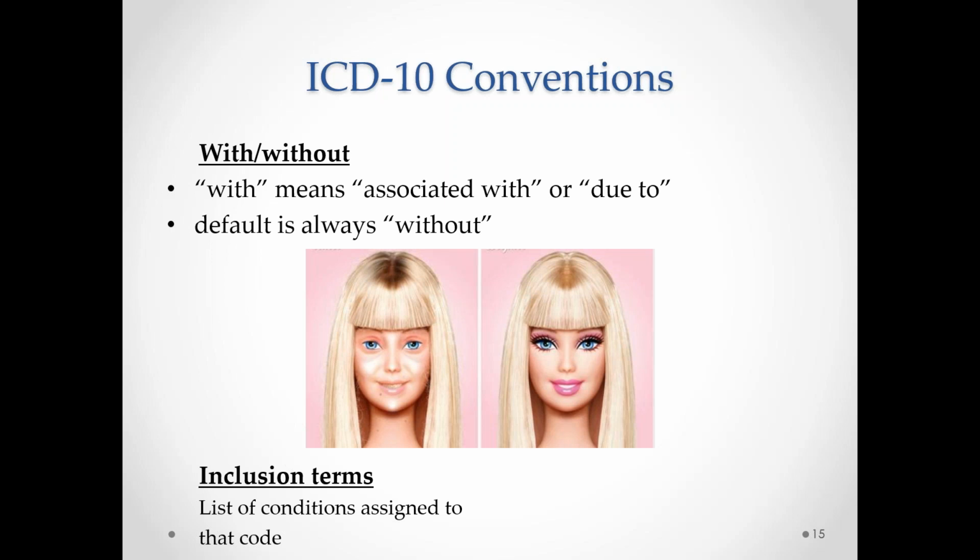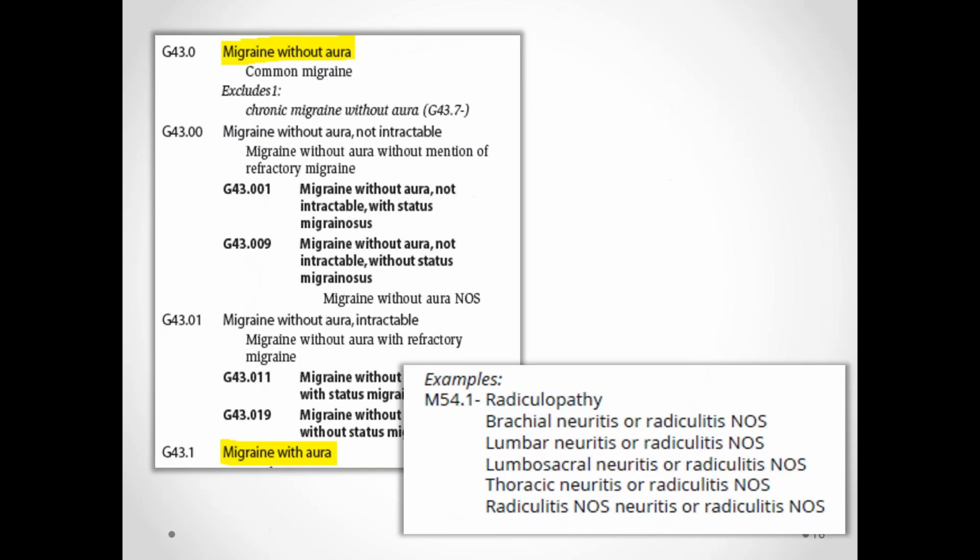And then another rule in ICD-10 conventions is there are things called inclusion terms. And if you look up a code and there's a list of things underneath that code, these are conditions that are assigned to that code. Let me give you an example. Actually, let me talk about with and without first. No, I have them both here.